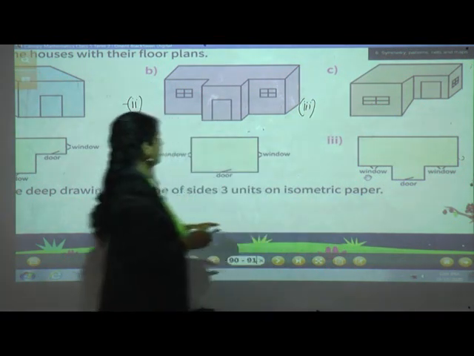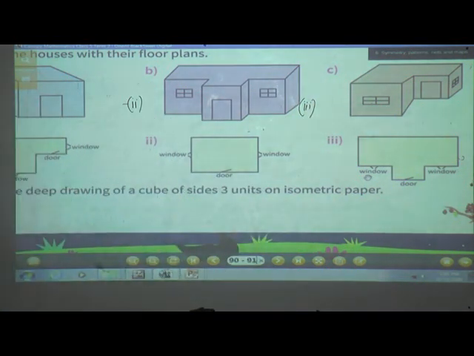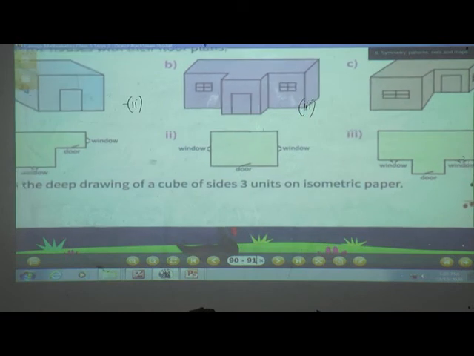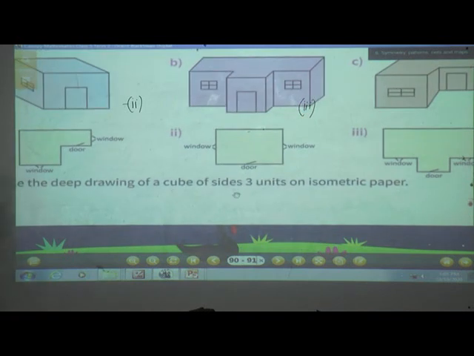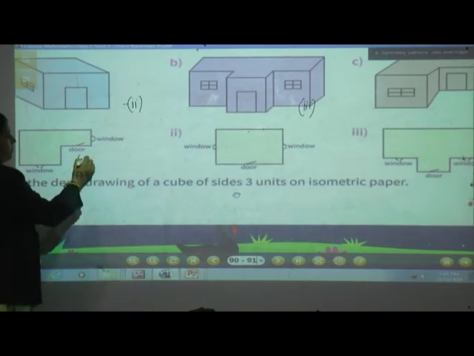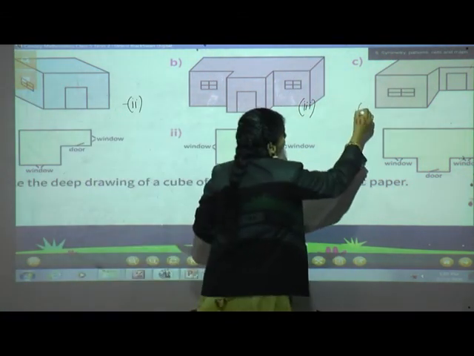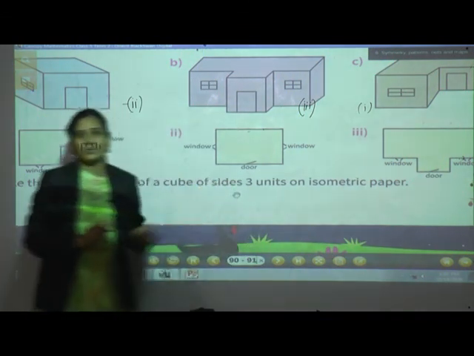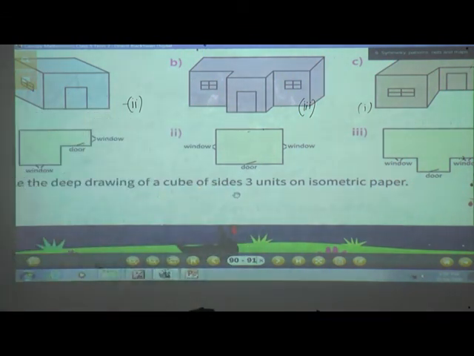And now the last one, see. So here is a floor plan of C1. So you can write there, first one. Okay, in this way you can match the floor plans. Now students, open page number 92.